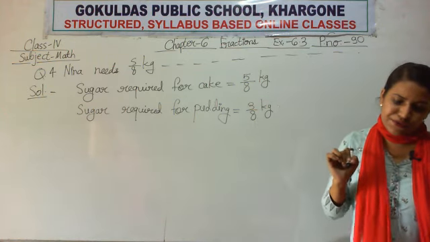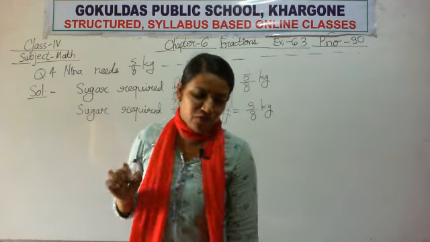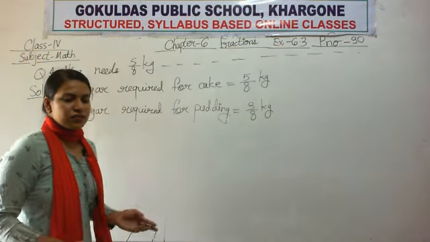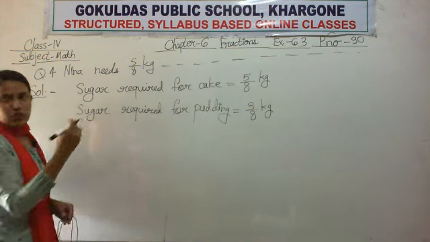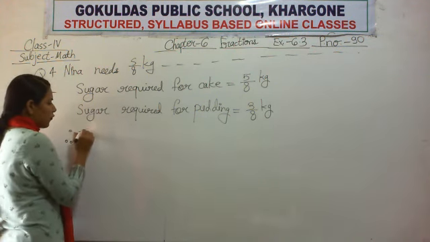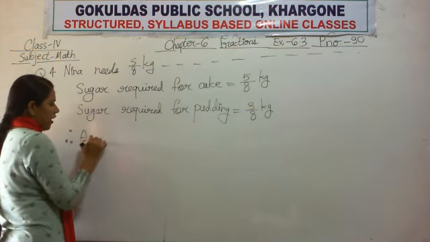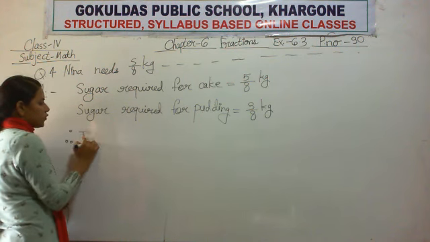And we want to find the total amount of sugar. So for the total amount we need to add the numbers. Therefore, the total amount of sugar required.